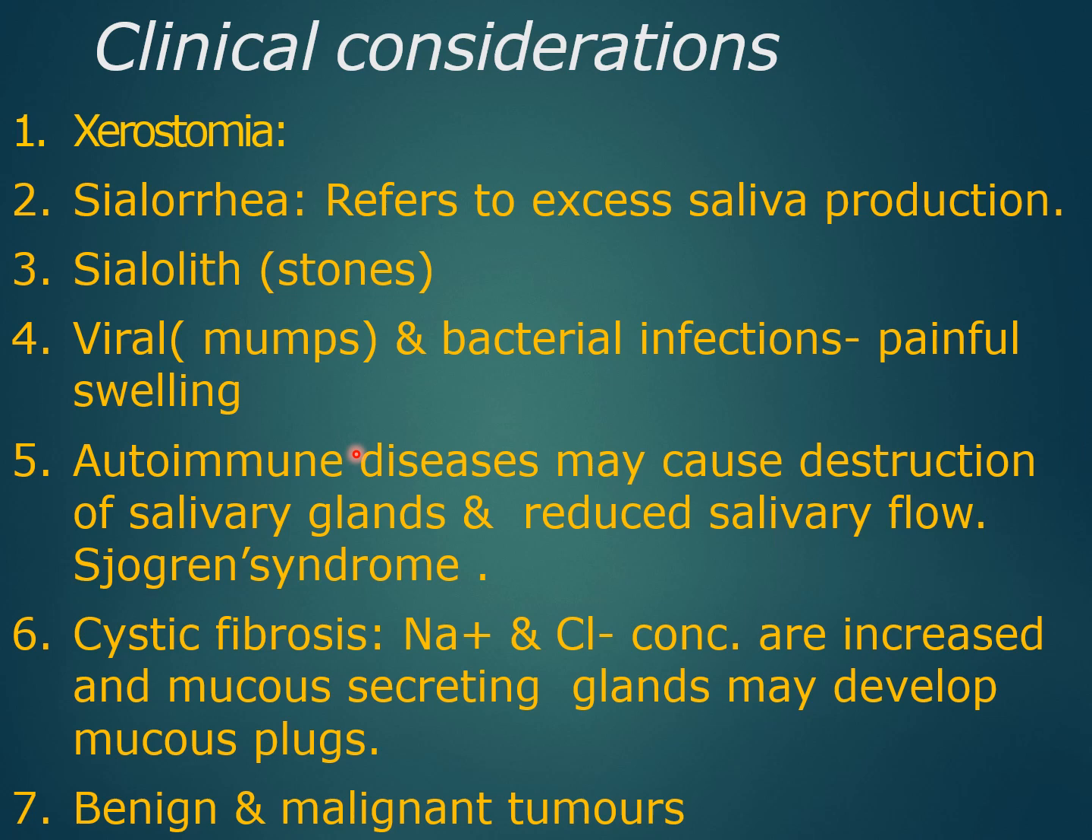Then there are some autoimmune diseases which cause destruction of the salivary gland and reduced salivary flow. One such disease is Sjögren's syndrome. Then there is a condition called cystic fibrosis, a genetic disease of mucus secreting glands, in which there is excess sodium and chloride concentration, and there can be mucus plugs in the mucus secreting glands. Cystic fibrosis affects the parotid glands especially. Then there are also benign and malignant tumors.